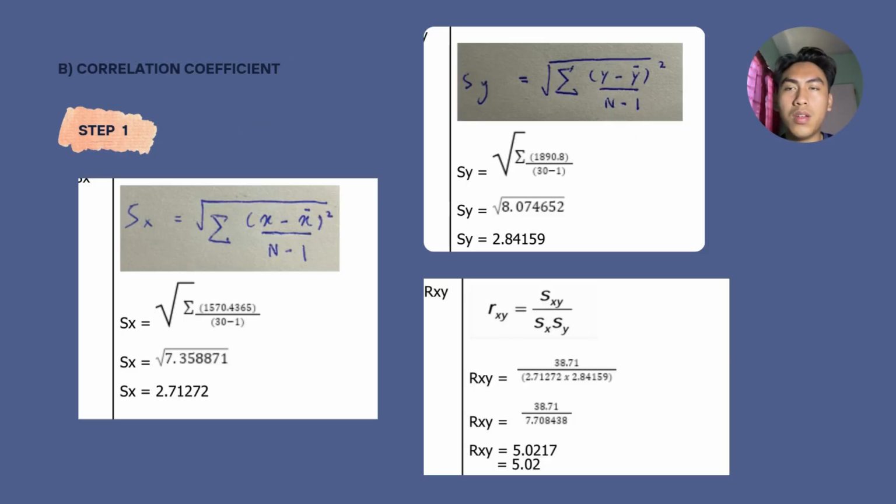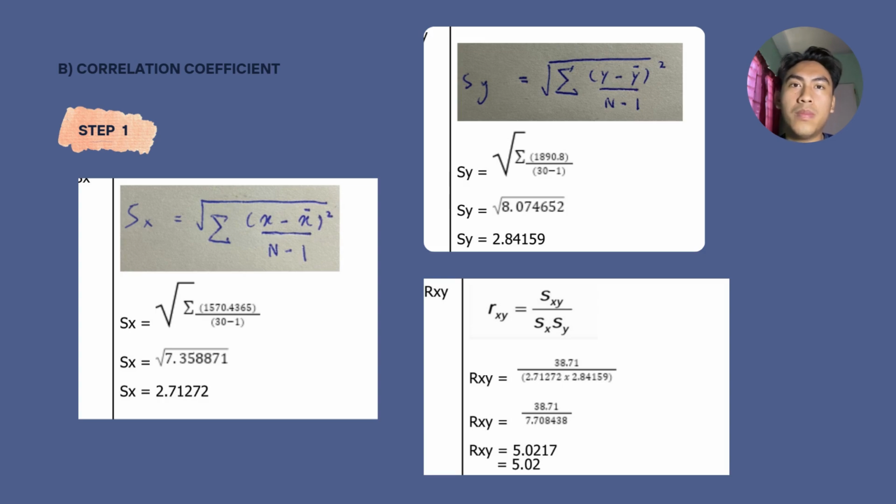So for part B, the correlation coefficient. Step 1, we will find Sx. Following the formula, square root of the sum 1570.4365 divided by 30 minus 1. So we will get the square root of 7.358871. So the answer is 2.71272.